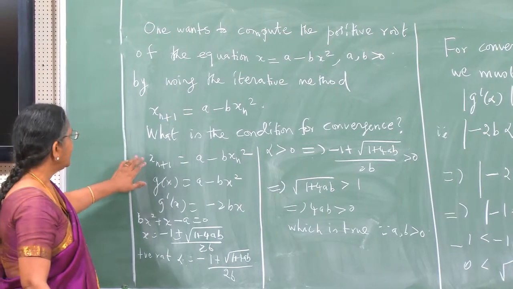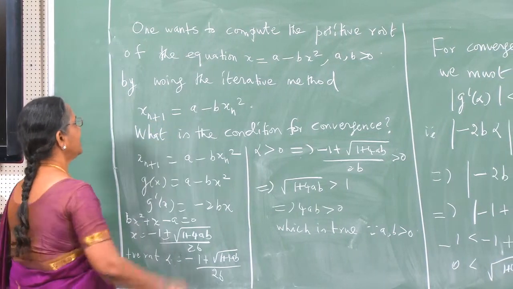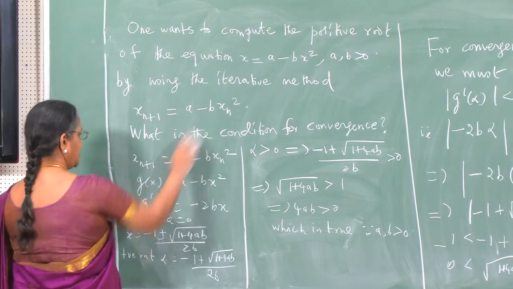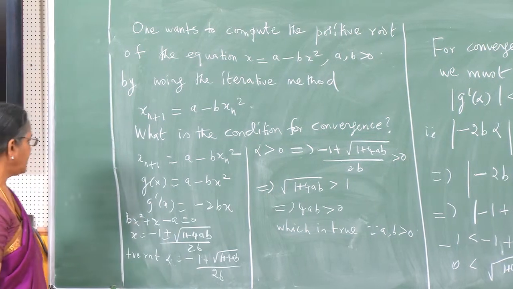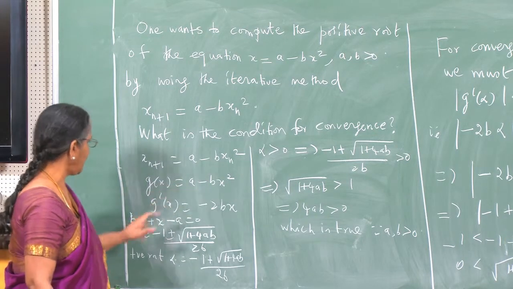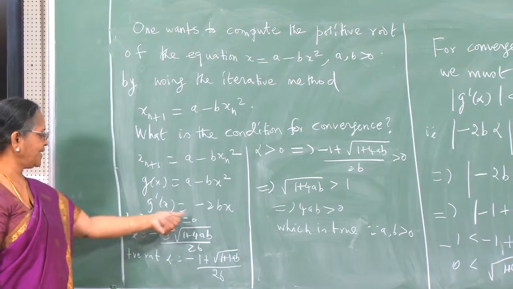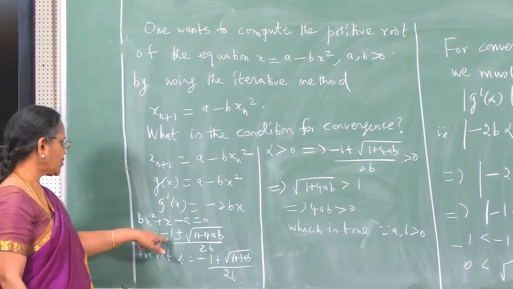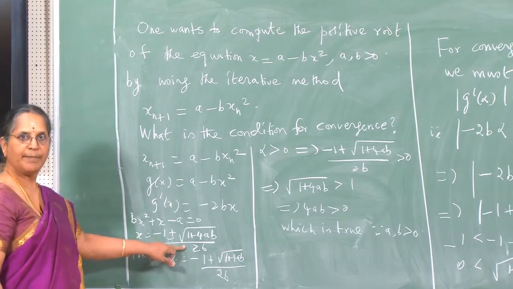So, let us look at this method. We observe that it is of the form x is equal to g of x, with g of x given by a minus b x square. And we have to solve g of x is equal to x, or we have to solve this quadratic equation b x square plus x minus a equal to 0, which gives you x is equal to minus 1 plus or minus root of 1 plus 4ab by 2b.